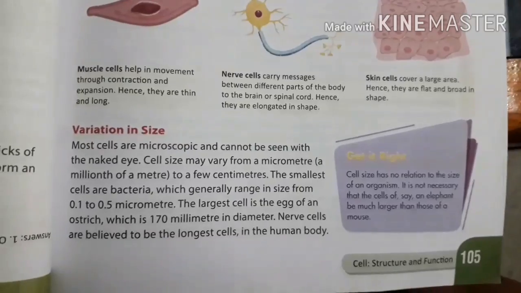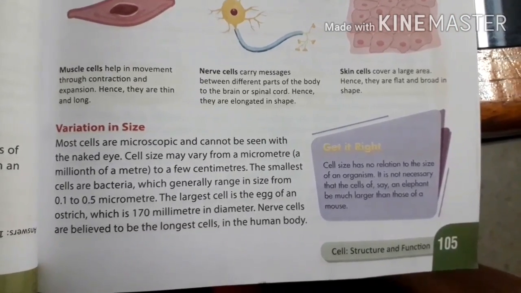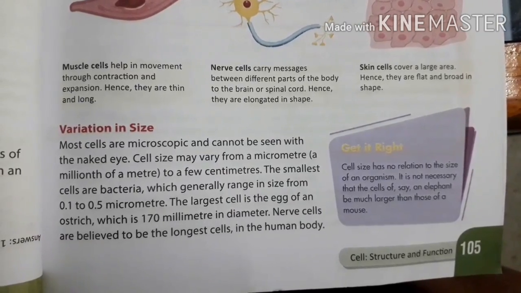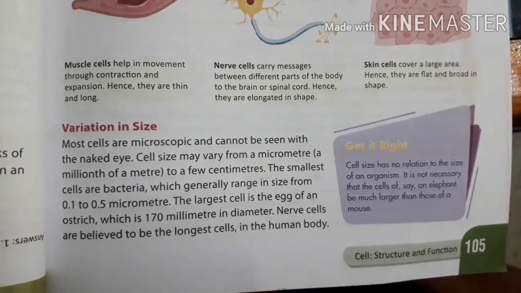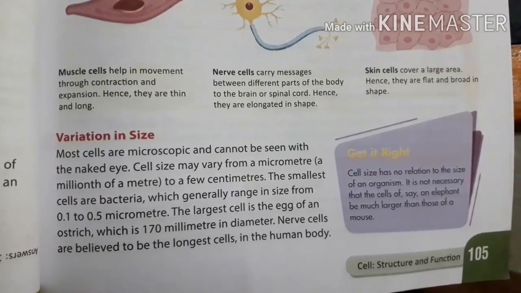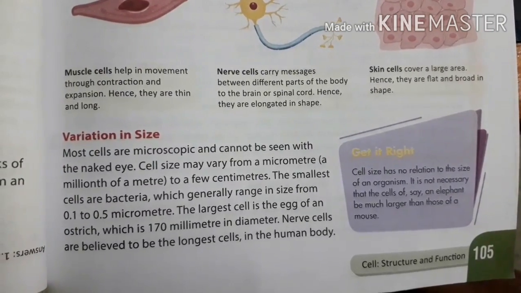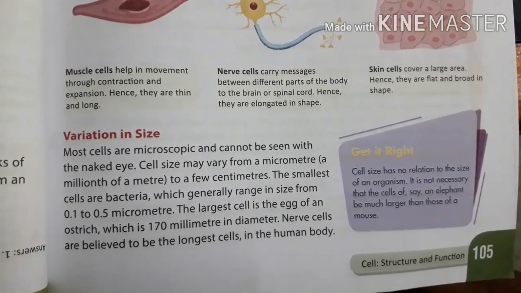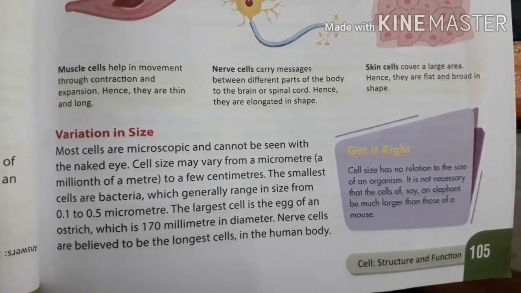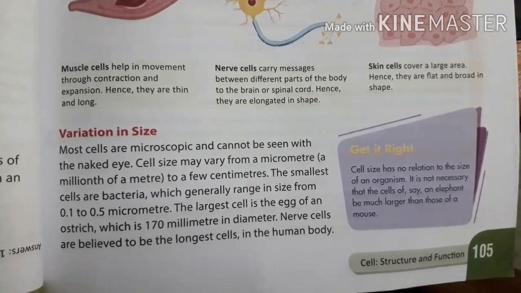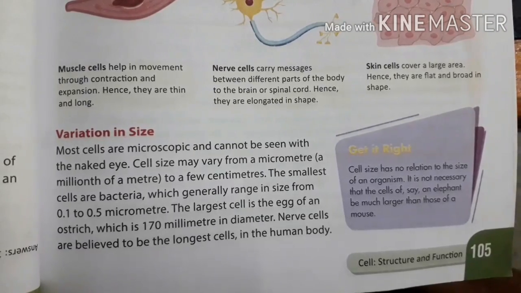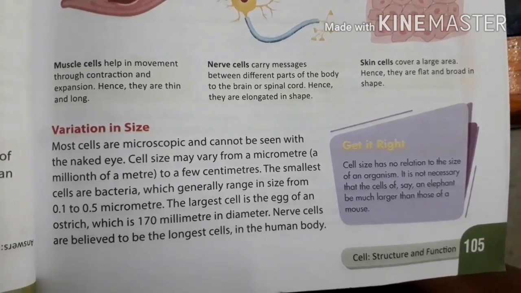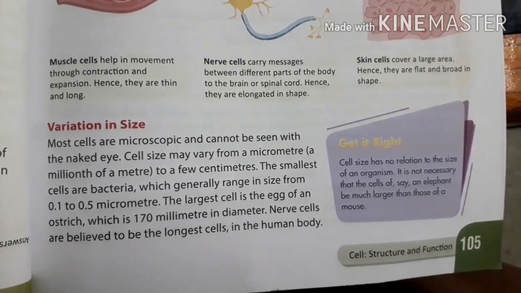Now another one is variation in size. Cells may be of different sizes also. Most cells are microscopic and cannot be seen with naked eyes. Some cells will be very small, so that we cannot see them with our naked eyes. Cell size may vary from a micrometer, or millionth of a meter, meaning 1 meter divided by a million, to a few centimeters. The smallest cells are bacteria, which generally range in size from 0.1 to 0.5 micrometers. So bacterial cells are the smallest cells.